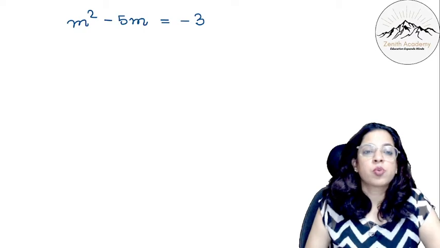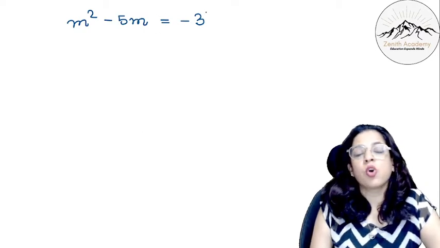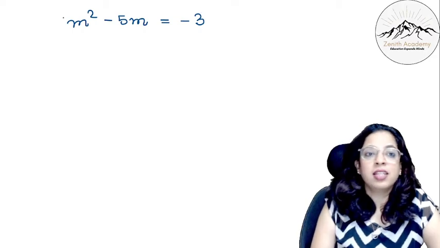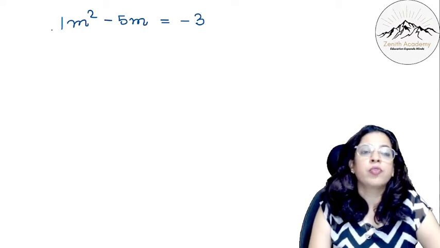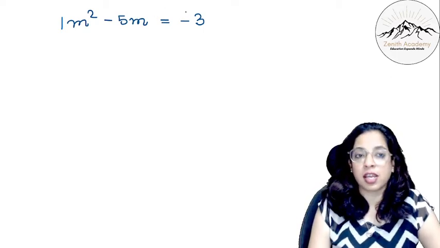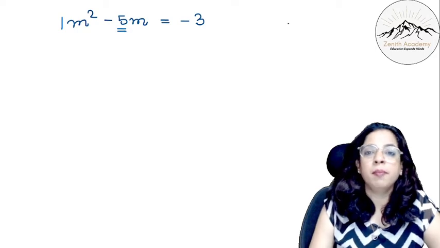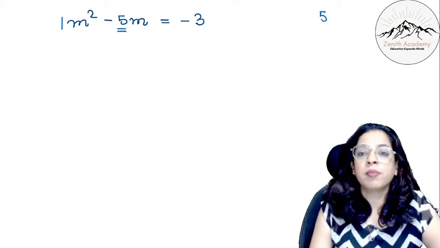Okay, let's go ahead and do the next question. m square minus 5m is equal to minus 3. So the constant is already taken on the other side. And this is already 1. So we don't have to divide by any number. Now what we will do, only see the coefficient of m. So the coefficient of m is 5.